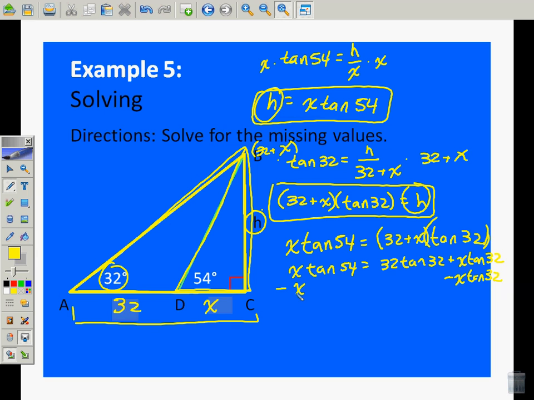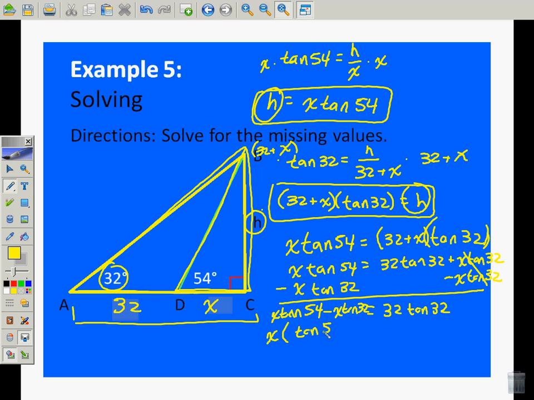Look where I'm at. I know that 32 tangent of 32 is a number. It's a decimal. So that's good. I've got all my x on one side and a decimal on the other. So look at what happens. I'm going to have x tangent 54 minus x tangent 32. I'm going to factor out an x. So I've got x times tangent 54 minus tangent 32 is equal to 32 tangent 32.